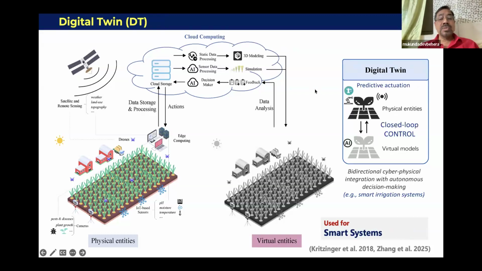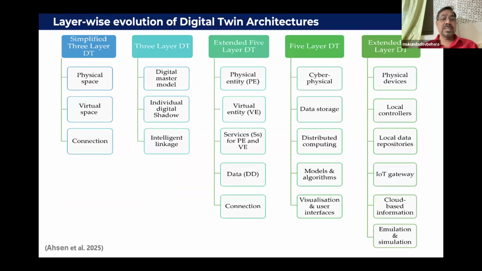Now, in terms of the digital twin, it's a closed control loop where interactive data flow is there, and you have static data processing, sensor data processing, a decision maker, and cloud storage. So what we mean to say is we have a bidirectional cyber physical integration with autonomous decision making, for example, a smart irrigation system.